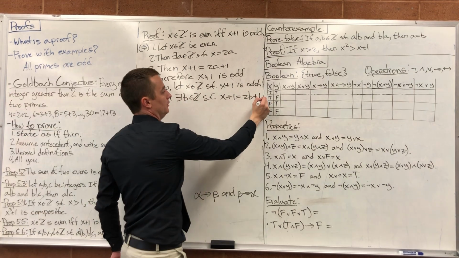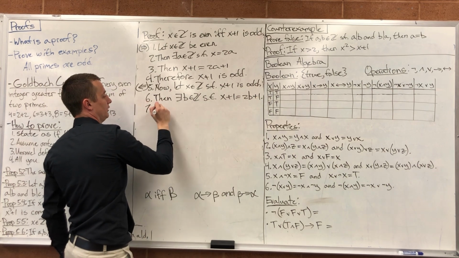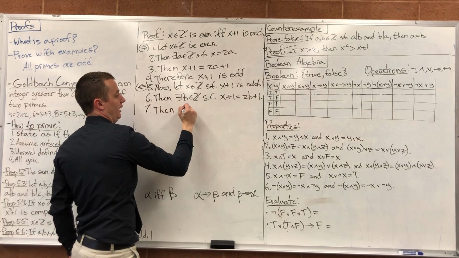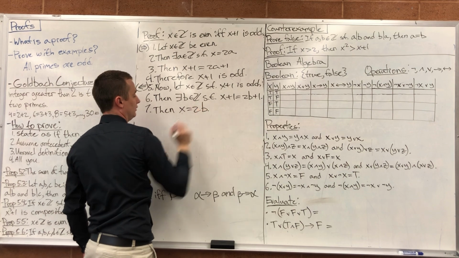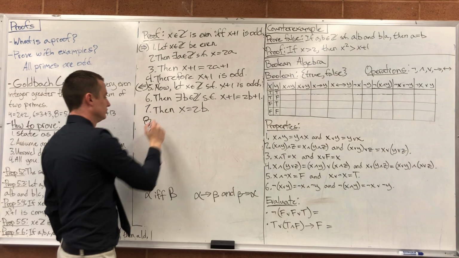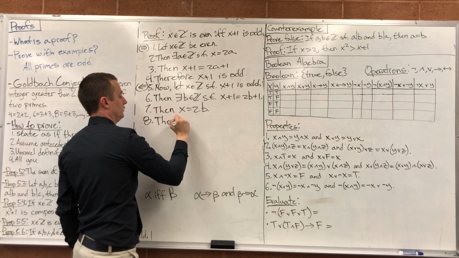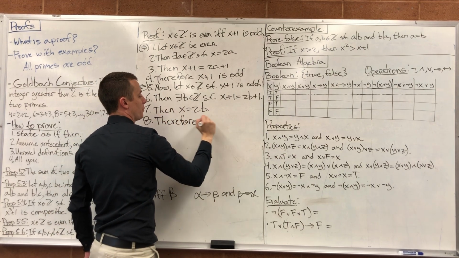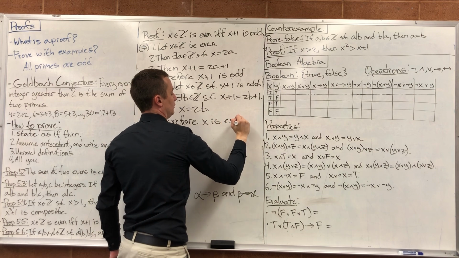Now cancel the ones, perfect. Then x is equal to 2b. Now what? Therefore, x is even.